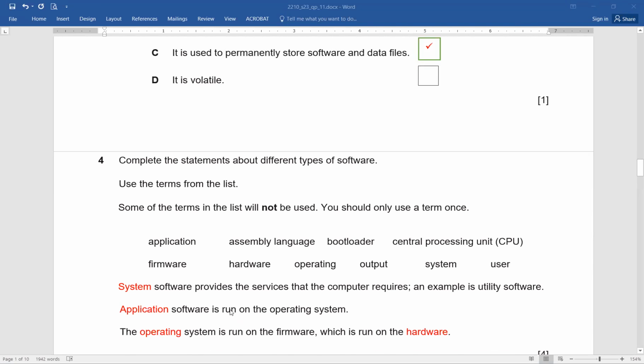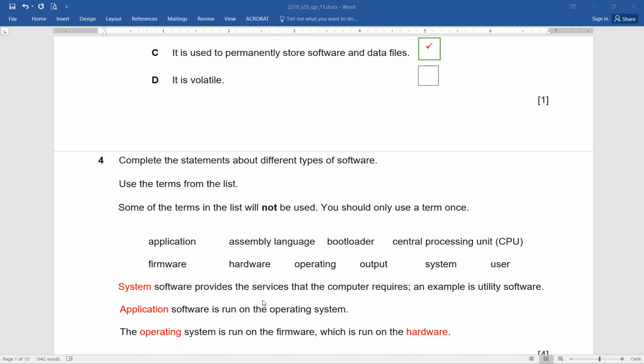Complete the statements about different types of software. Use the terms from the list. Some of the terms in the list will not be used. You should only use a term once. Now, remember, very important thing is, one term will be used once only.